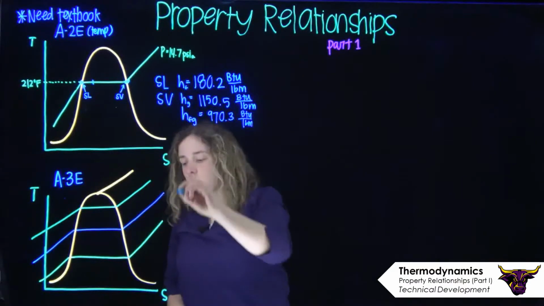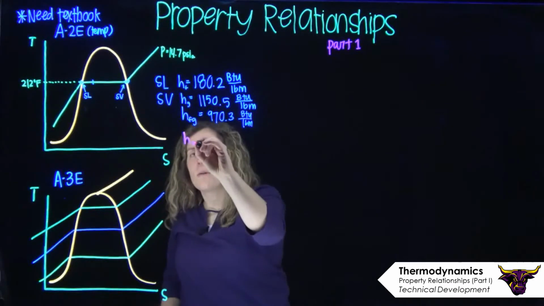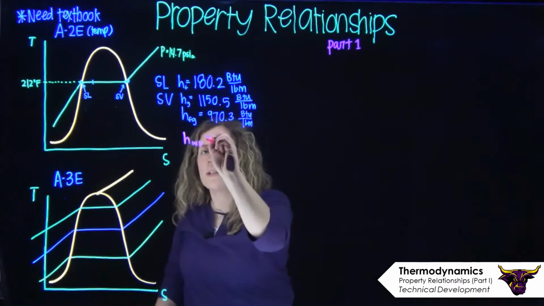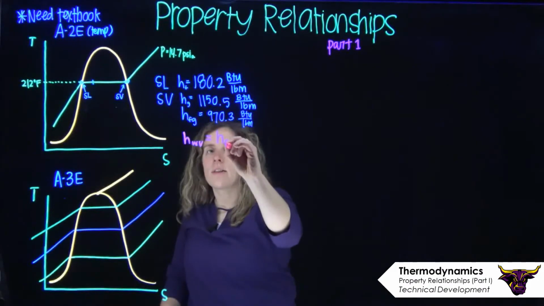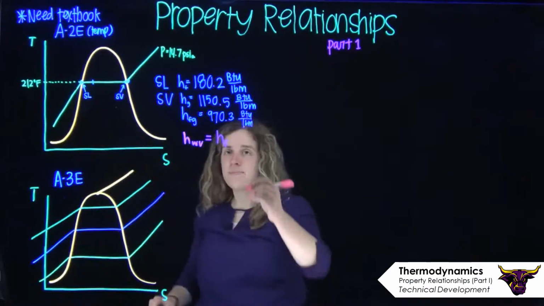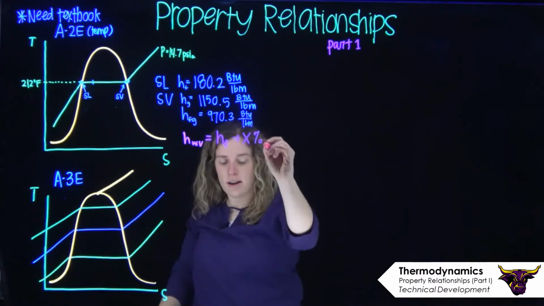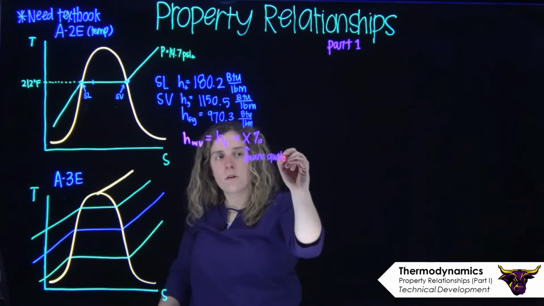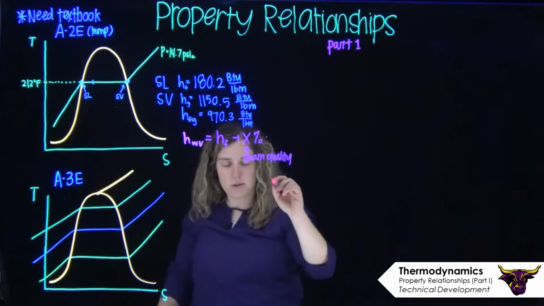So we're going to use an equation. Let me change colors here. HWV is going to be the enthalpy of a wet vapor. And that equation is going to be your enthalpy for a saturated liquid plus some sort of X percentage. We're going to call X the steam quality. So we're going to have X percent times HFG.